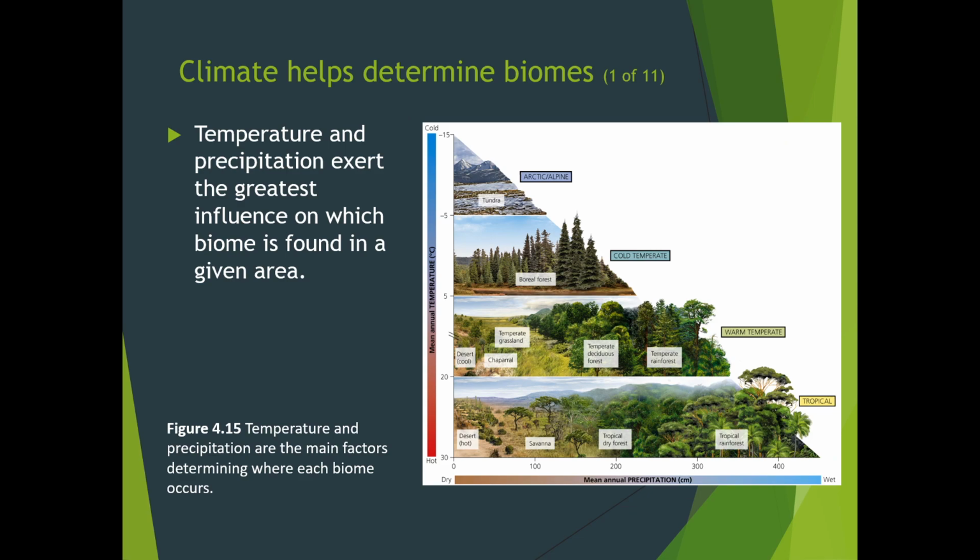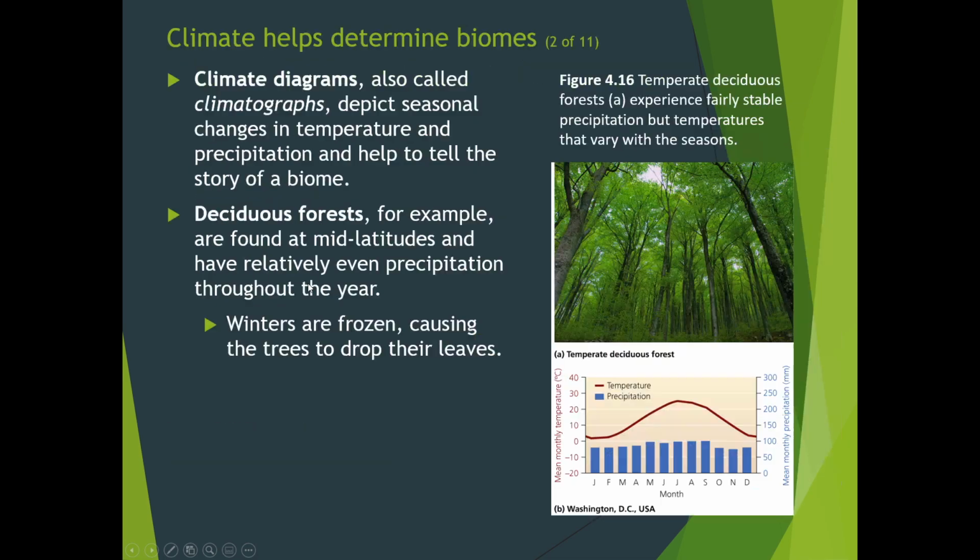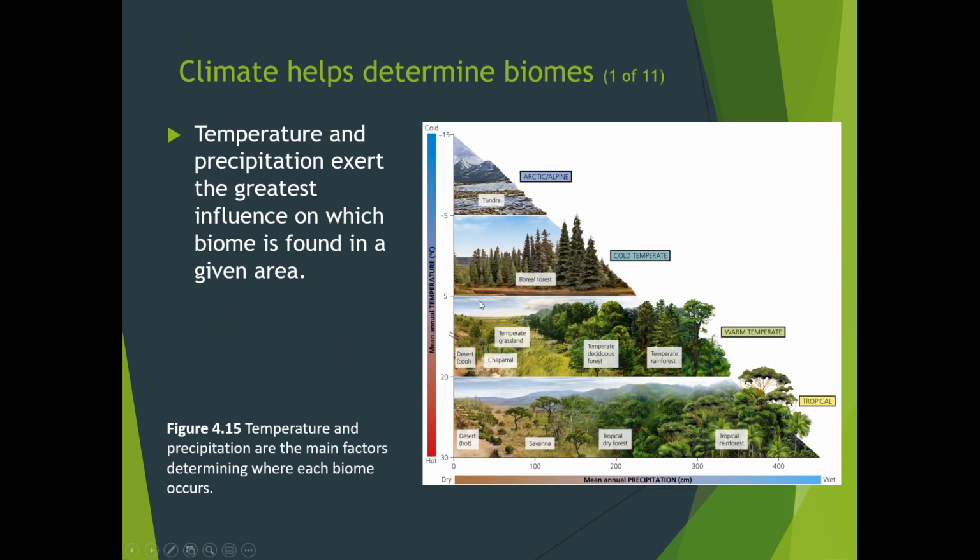So climate helps determine the biomes. Temperature and precipitation exert the greatest influence. We need to remember that it's not only because of latitude, but going up a mountain too, you will have different areas. You have the tropical forest down here, and then the temperate forest, boreal forest, and then tundra. When you're going up a mountainside, the temperature and precipitation is going to change, and you're going to see the biome change, and what grows there is going to change as well.